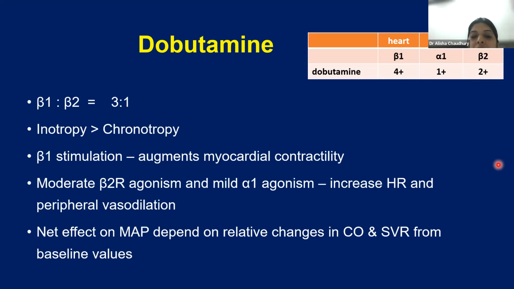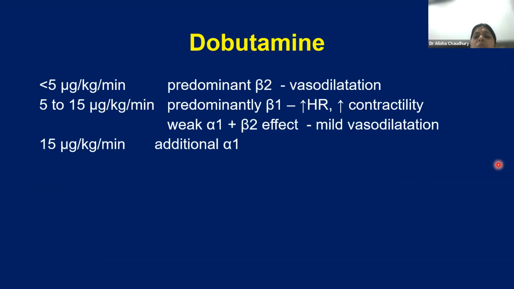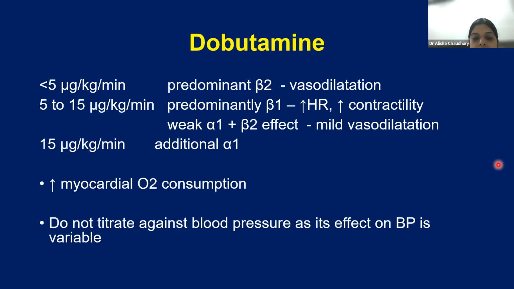So the net effect, whatever MAP you are seeing, will be based on the changes in cardiac output and systemic vascular resistance. That is how you will titrate your dobutamine. You look at the cardiac output, you look at other clinical markers, and then decide how to titrate the dobutamine. Almost like dopamine, you have to remember that at less than 5 mics per kg per minute, it has predominant beta 2, so it causes profound vasodilation. At 5 to 15 mics per kg per minute, it's predominantly beta 1. So increased heart rate, increased contractility, very weak alpha 1 and beta 2 effect. But above 15 mics per kg per minute, the alpha 1 action slightly becomes stronger.